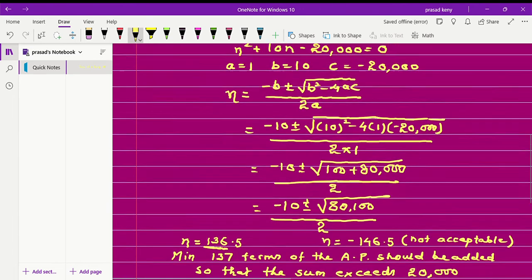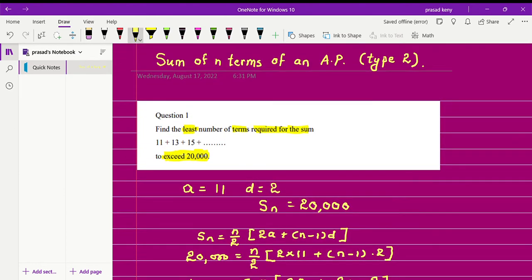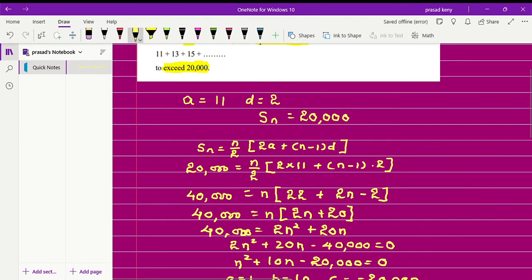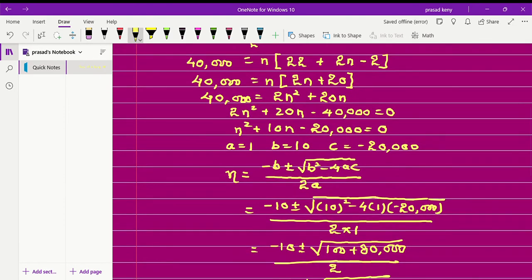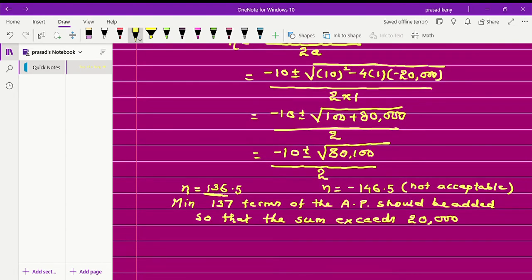So whenever such question comes, first take Sn is equal to whatever sum you want to exceed. That is, for example, in this case, I want the sum to exceed 20,000. So I will take Sn as 20,000. A and D you know. Put it in Sn formula. You will get a quadratic. Solve it. You will get two values out of which one is negative, which is not acceptable. Another value will be a decimal fraction.